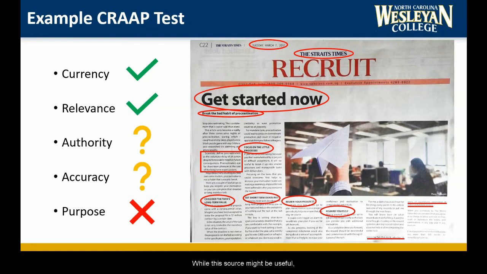While this source might be useful, you will need to review your assignment sheet and talk to your professor before including it in your paper. As we've seen, looking at the first page of a source is usually enough to help you determine if it passes the CRAP test. If you're still unsure, read through the full source or ask your professor.